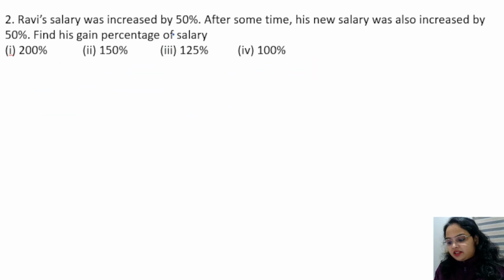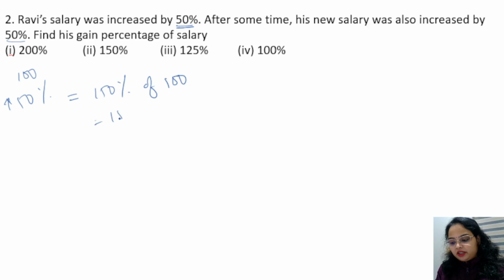Next one, Ravi's salary was increased by 50%. After some time, his new salary was also increased by 50%. Find his gain percentage of salary. So first we will assume the initial salary was 100 rupees. If it is increased by 50%, what is the salary? It is 100 plus 50, it is 150% of the initial salary. 150% of 100, it is 150 divided by 100 into 100, it is 150.